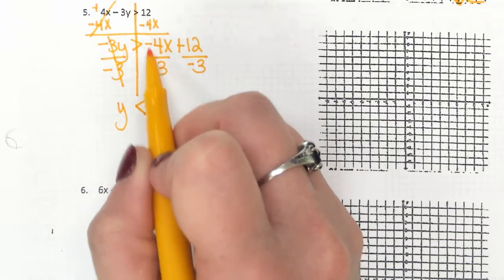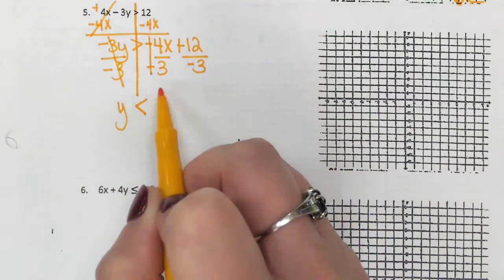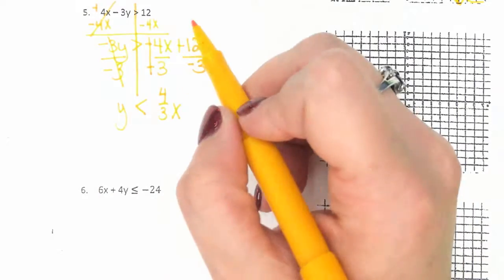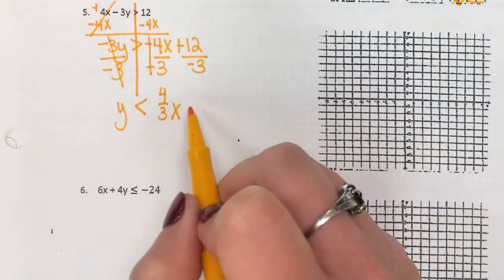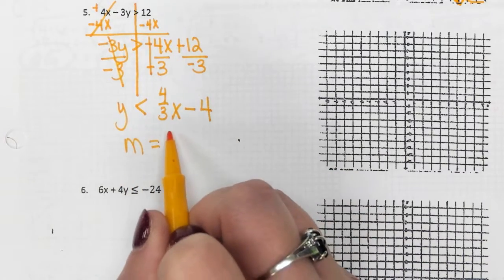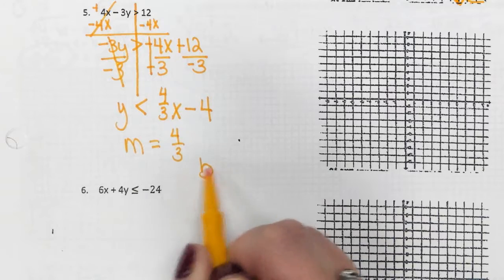And then what happens to these two negatives? They cancel out. So you got positive 4 over 3x. But then what's 12 divided by negative 3? What's that give you? Negative 4. So what's your slope? 4 over 3. And what's your y-intercept? Negative 4.